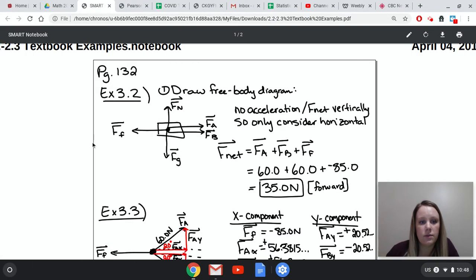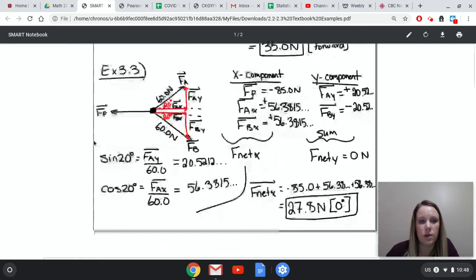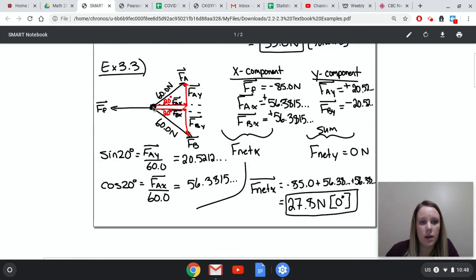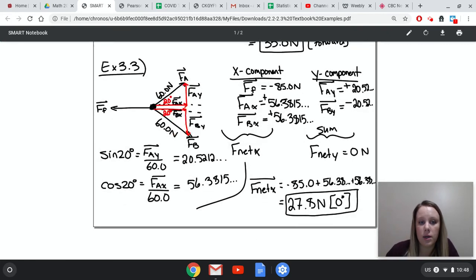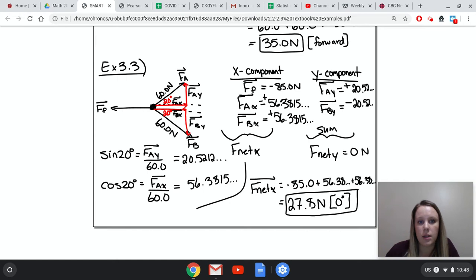So the first thing I've done for 3.3 is I've drawn my free body diagram. I have my canoe here, the dot. I've got my friction acting backwards, and then these 60 Newton arrows here representing each person pulling on the canoe now at a 20-degree angle.